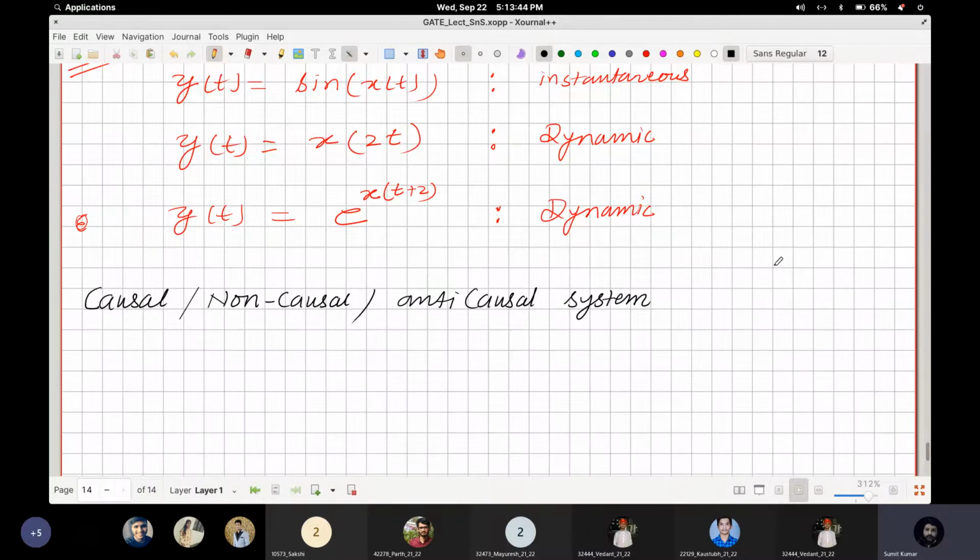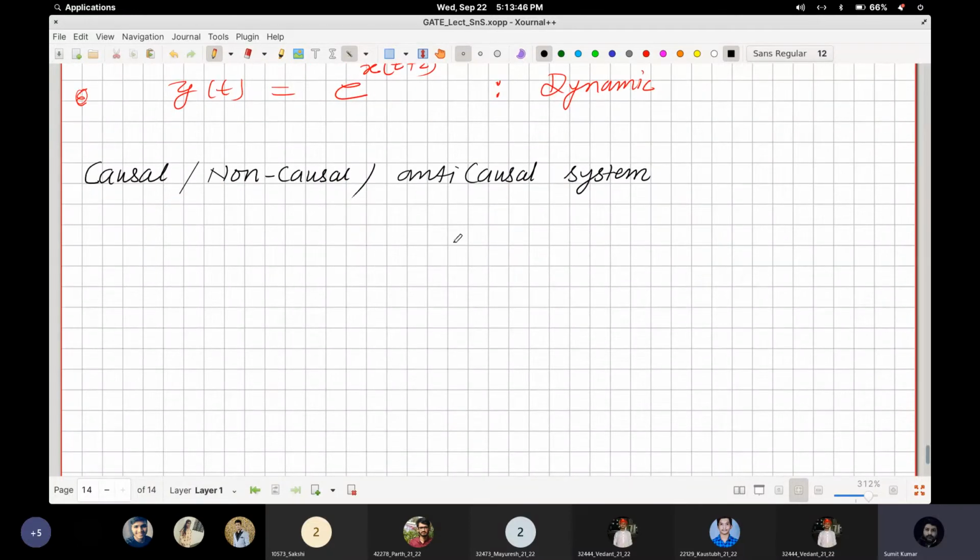So let me discuss the definition of the causal. Causal means which is going to follow cause and effect. All the physical systems that you see in your life are causal systems. A cycle, a car, any system that can be implemented in real time, all of them are causal systems by default. And why they are causal? Let's investigate that.